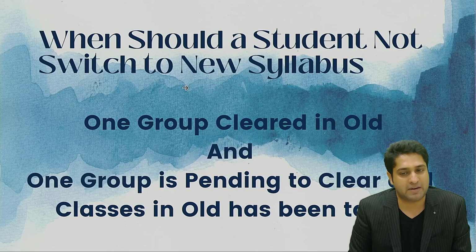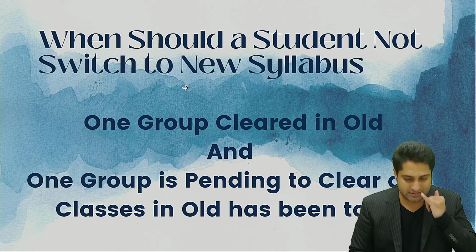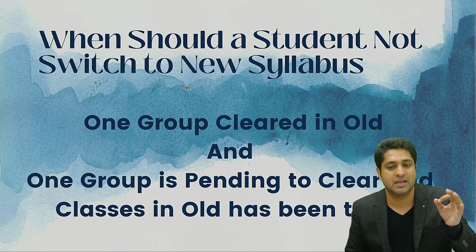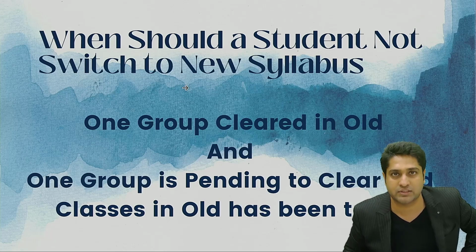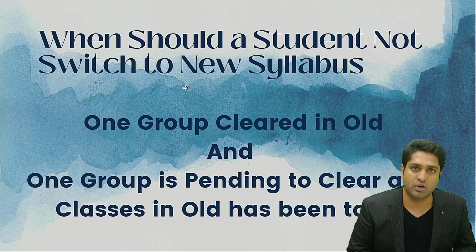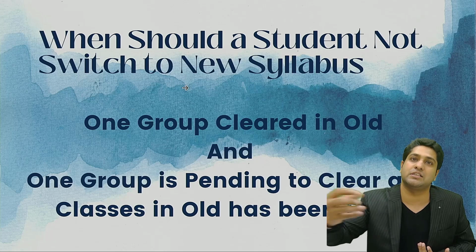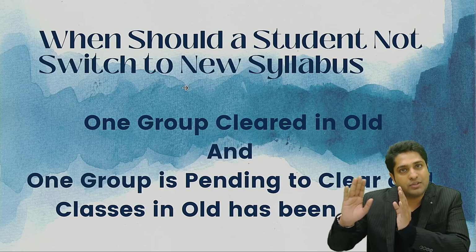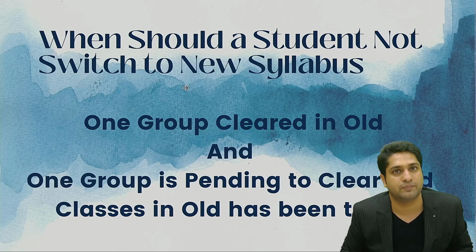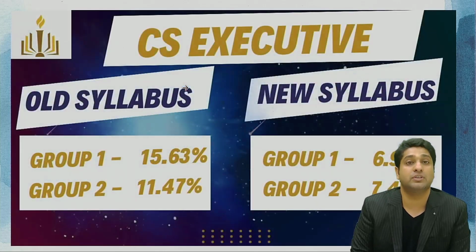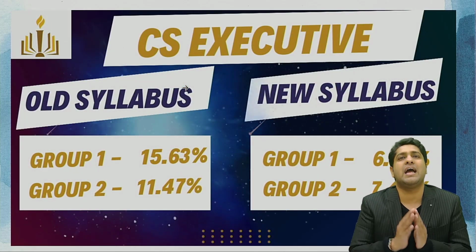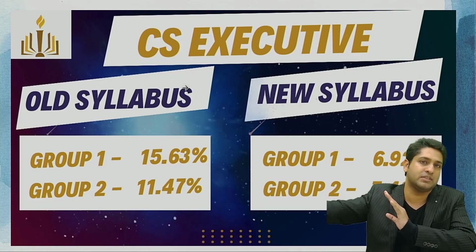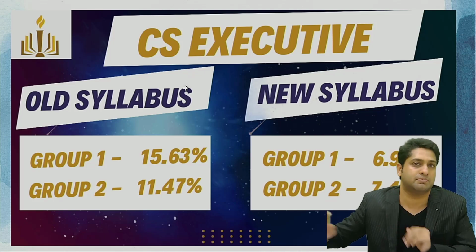Then, if one group is pending to clear and classes have not been taken, so let's say I have cleared one group in old and I have already taken classes for the next group of the old syllabus, then I should continue giving the old syllabus only. Now pay attention to this, very important. Try your level best not to be in one old, one new. Either complete new is better or complete old is better.